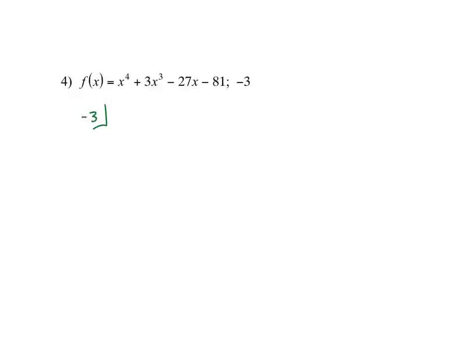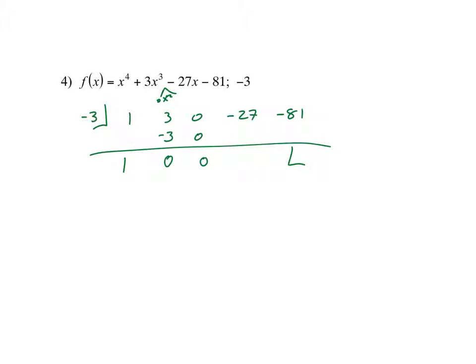So negative 3. So I have 1, 3, 0, negative 27, and negative 81. Remember that we are missing the x squared term here. So 1, negative 3, 0, 0, 0, 0, negative 27, and positive 81, and that's 0. So here I have x cubed. Remember that we are subtracting 1 from the exponent. x cubed plus 0x squared plus 0x minus 27 equals 0.